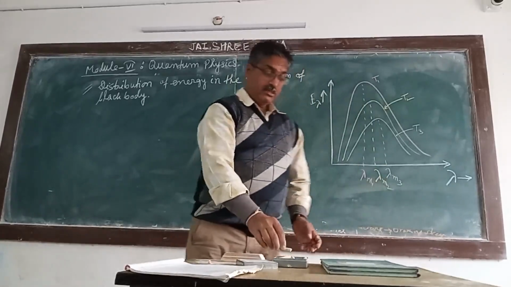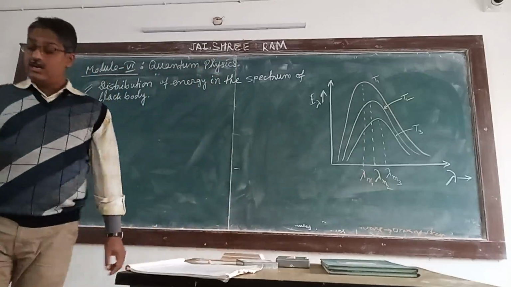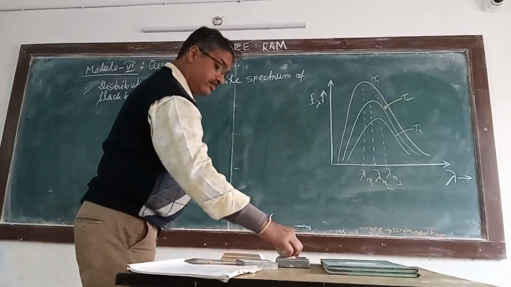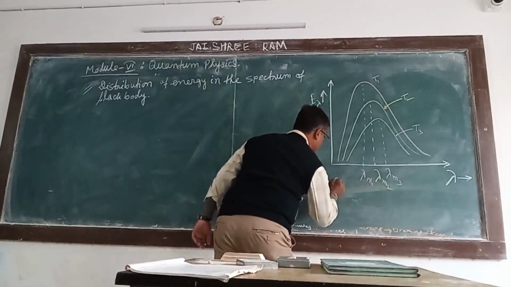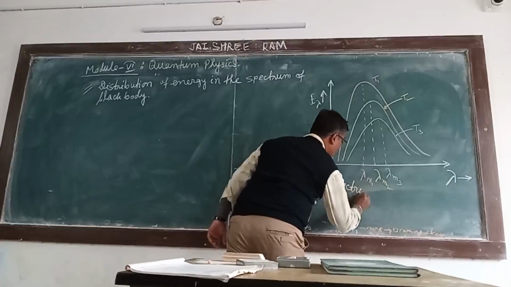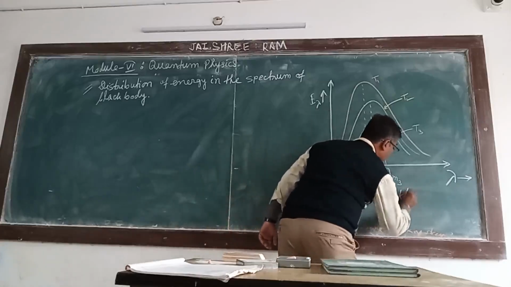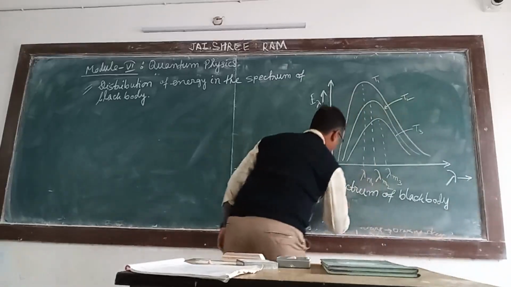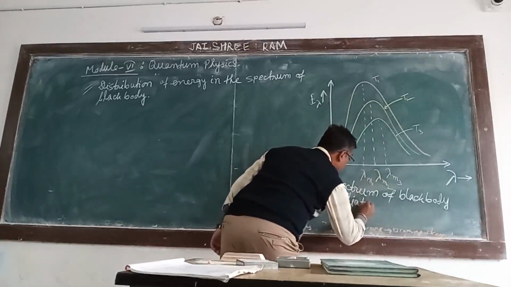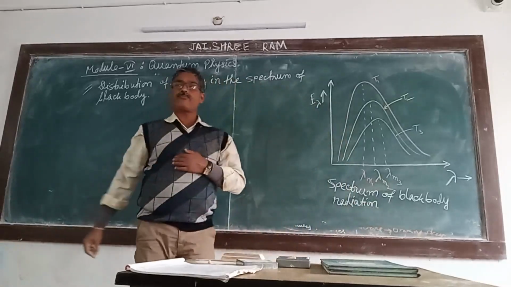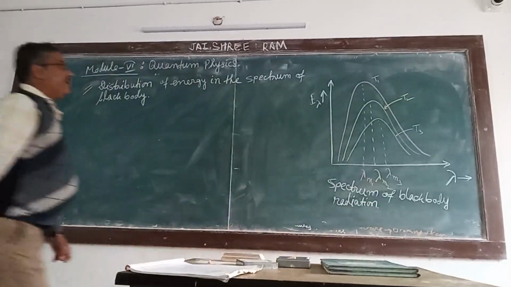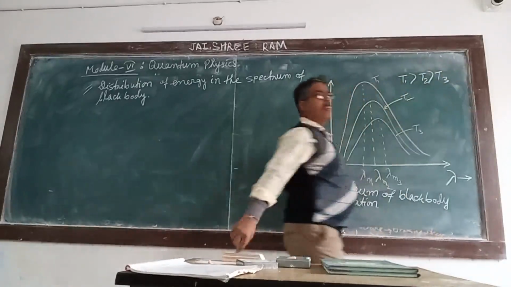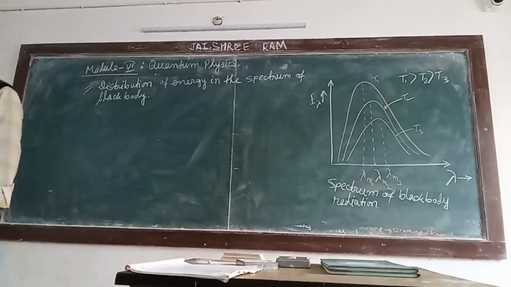So this is the spectrum of black body radiation, where T1 is greater than T2, which is greater than T3.